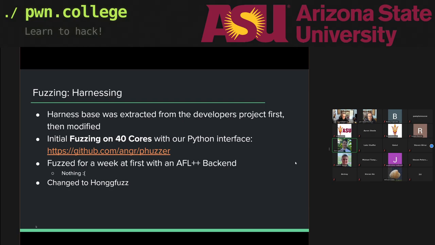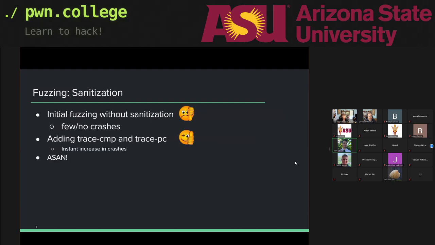Although we did add AFL++ support to Fuzzer, it wasn't really needed. We ended up moving to HongFuzz. The reason we moved to HongFuzz was a variety of things not working, like not getting crashes, because we did this for 1 week on 40 cores and it wasn't quite enough.